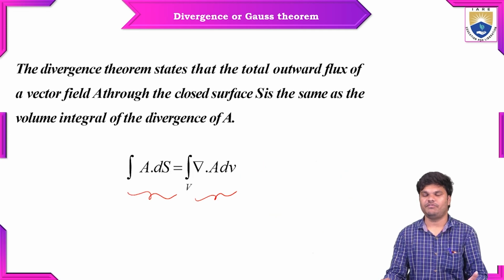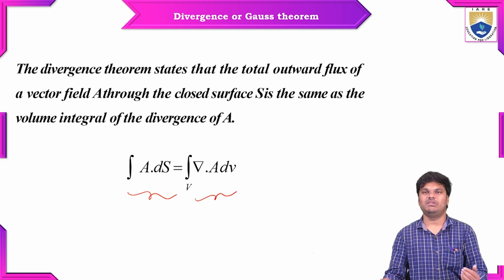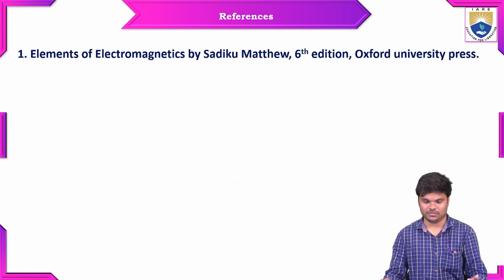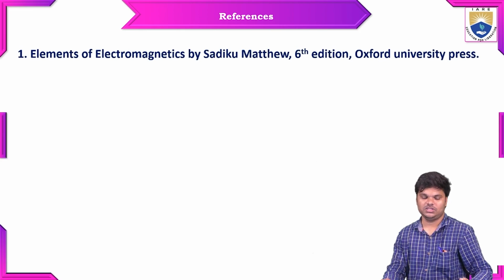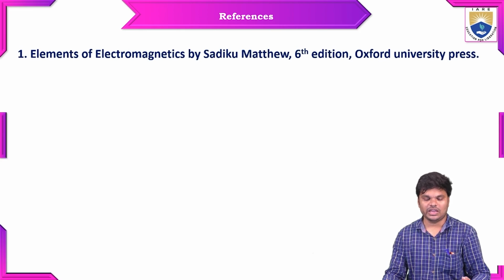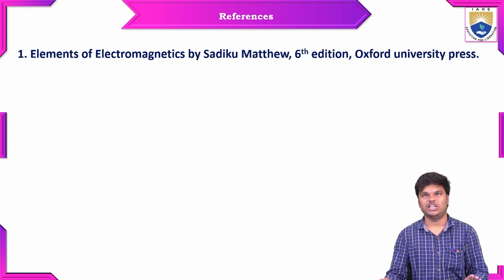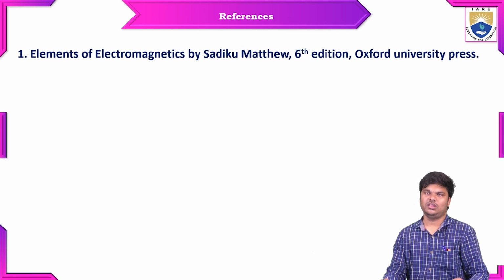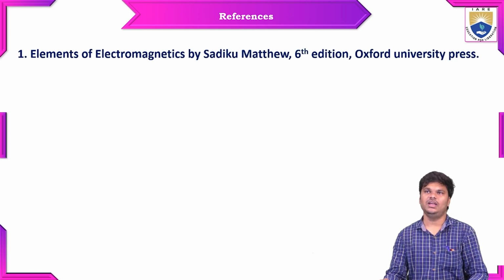Here, surface integral of a vector is nothing but the volume integral of divergence of that vector. Right. So these are the references. We have just followed the textbook, Elements of Electromagnetics by Sadiku, Oxford University Press. So all these things have been taken from this textbook. So with this, we have completed the introduction part of the course EMTL, and we have also seen some mathematical tools in vector algebra. From next class, we are going to start module 1.